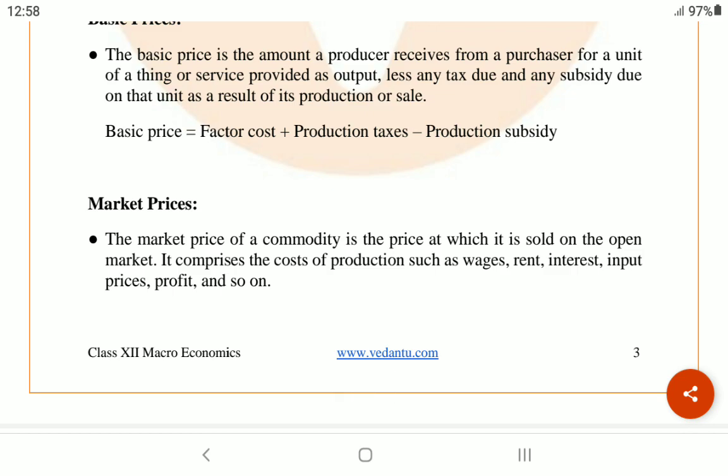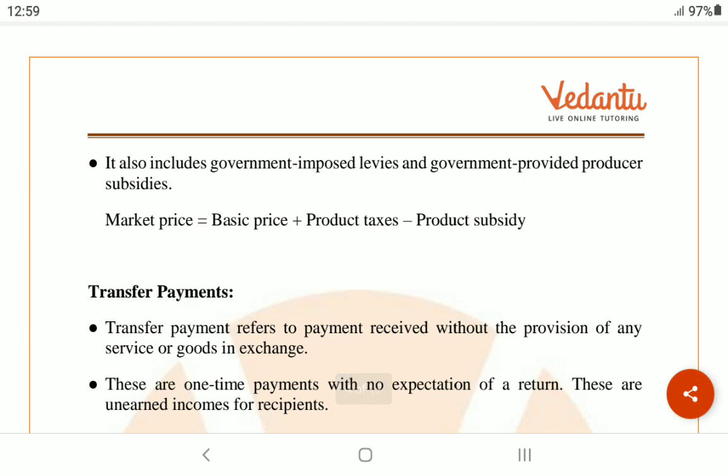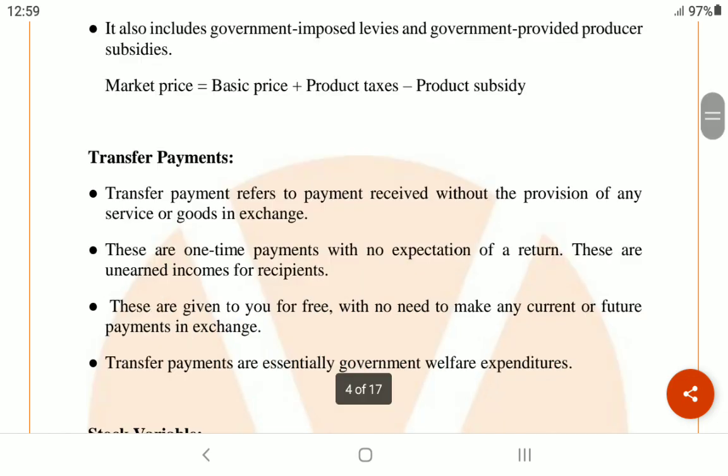Next is market price. It is the price of a commodity, the price at which it is sold on the open market. At that price the commodity is sold. It comprises the cost of production such as wages, rent, interest, input prices, profit and so on. It also includes government-imposed levies and government-provided producer subsidies. So market price is equal to basic price plus product taxes minus product subsidy. This is about market price, and it is also one or two marks they can ask.